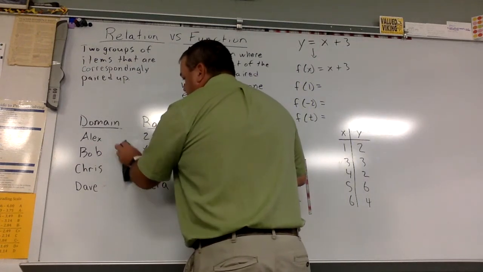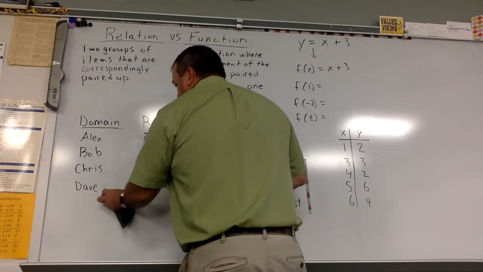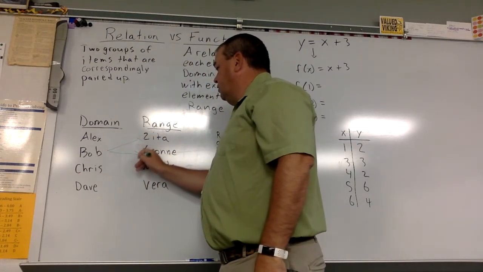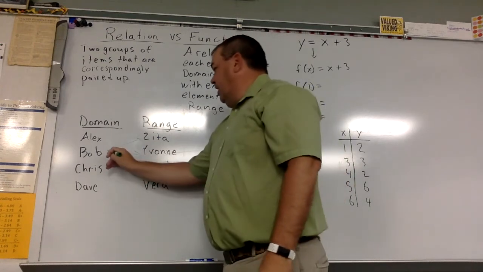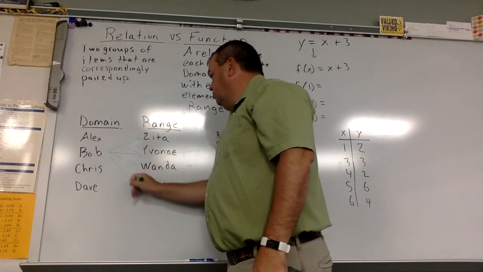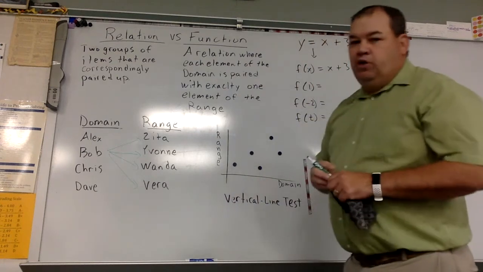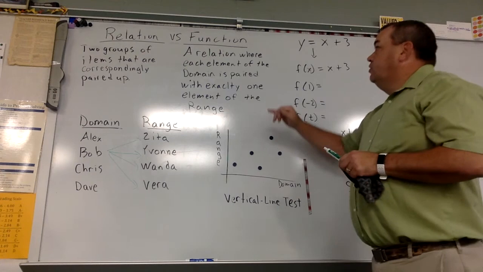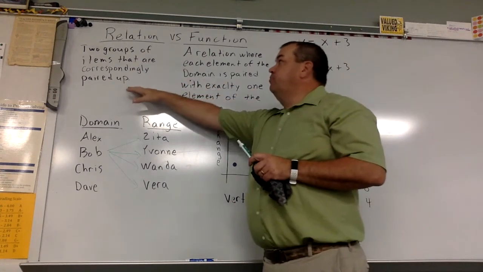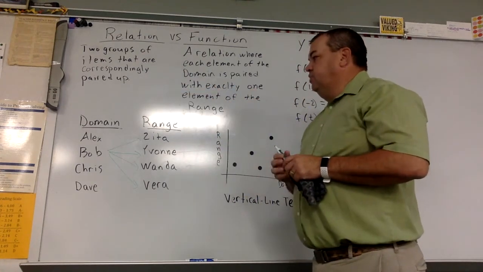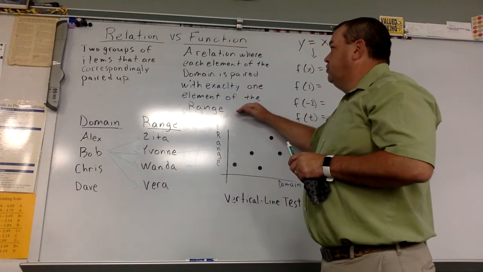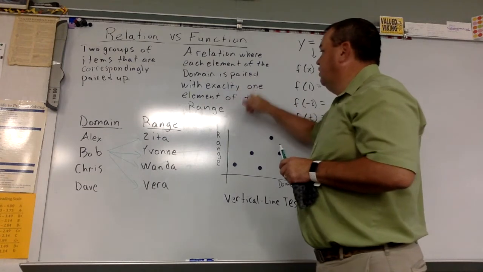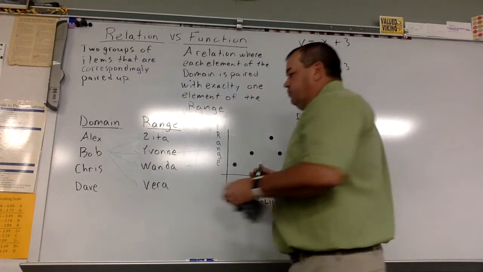Now, it does not work the other way. If I pick on Bob today, if I do something like this, I'm already not a function because Bob is being paired with more than one member, or one element, in the range. So anything that's paired up is a relation. So yes, this is a relation, but it doesn't follow our function rule where every element of the domain is paired with exactly one element of the range.